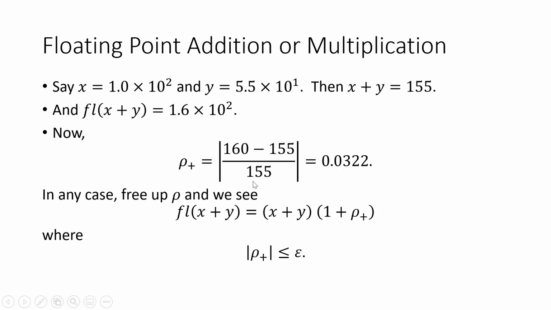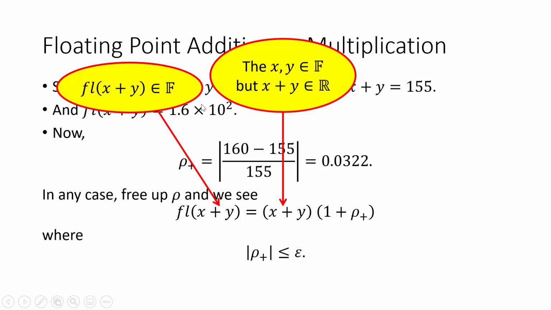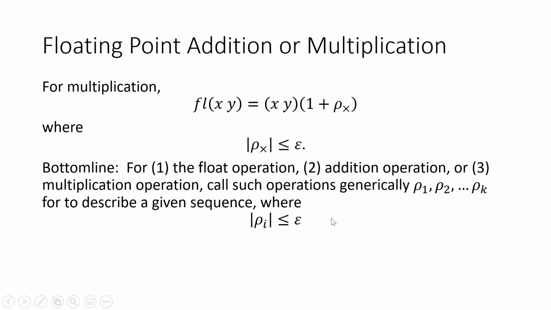For multiplication and addition, and I show an example here, you end up with kind of the same thing. You're going to have a relative error. I show it here as rho sub plus, and what comes in here, your x and your y that you're adding together, those are floats, but the sum of those floats is a real, and it just falls back to the previous thing, that you're taking the real thing and then you're going to float it, and the result is going to be a float.